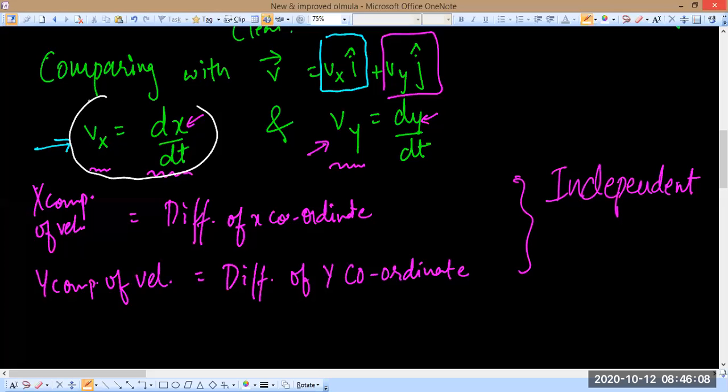Did y come anywhere in this? No. Similarly, if you look at this one, there is no x in this.